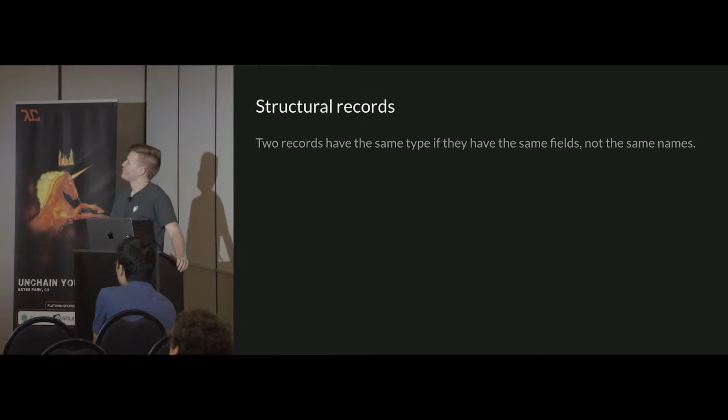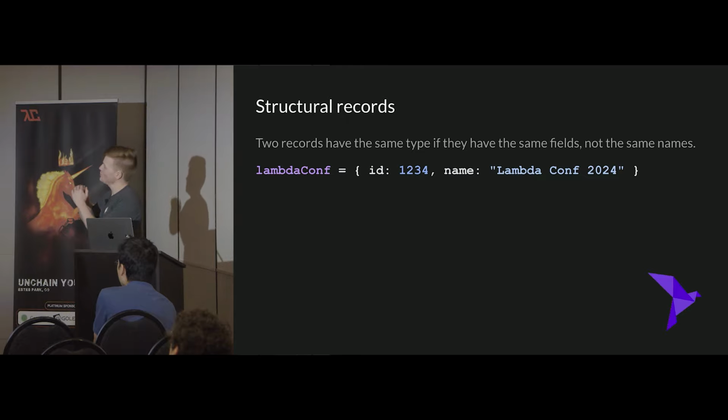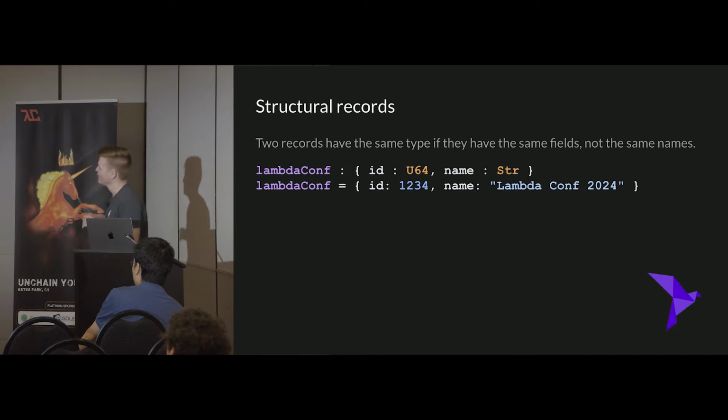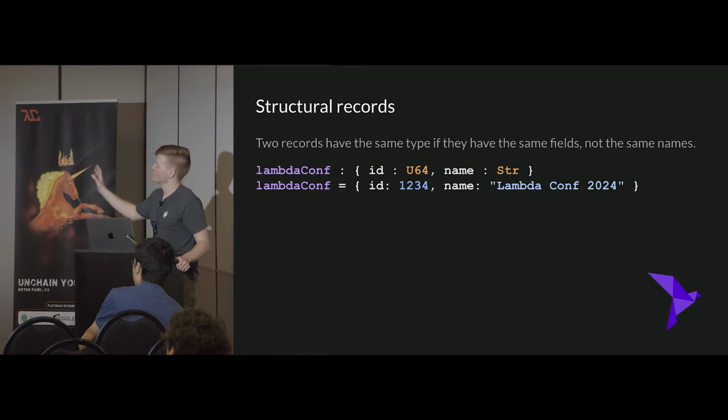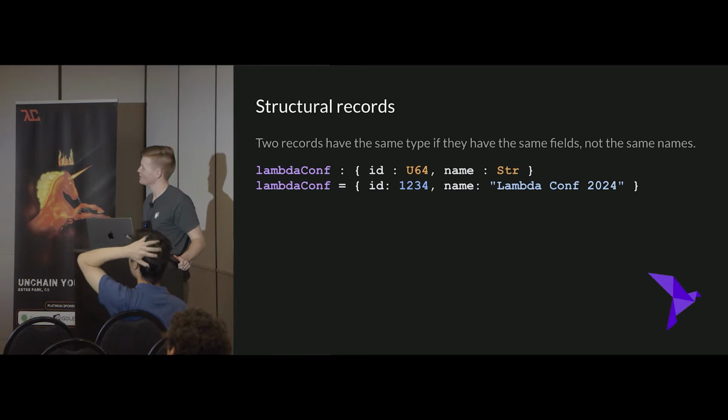So in Rock, 2 records have the same type if they have the same fields, not the same names. So I can define my LambdaConf record here. And notice I'm not assigning some type name to this record. I'm just saying this is a record that has an integer ID and a string name. So if I choose to write a type annotation down, then the type annotation reflects the structure of the record. Again, there's no name associated here. It's just based on the structure. So Elm also has structural records, for example. There are a number of other languages that do, but they're certainly not the default.